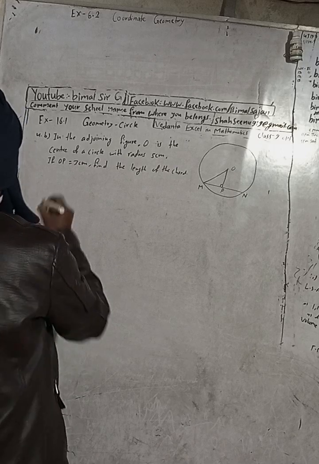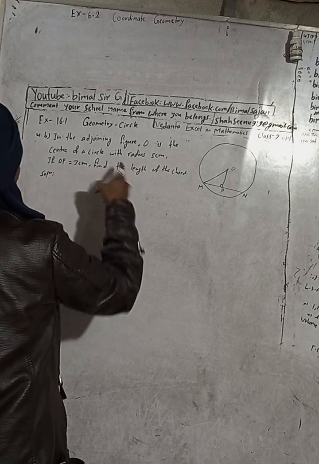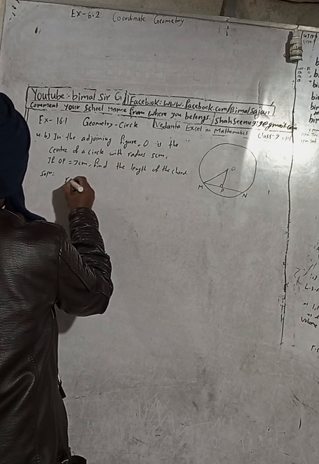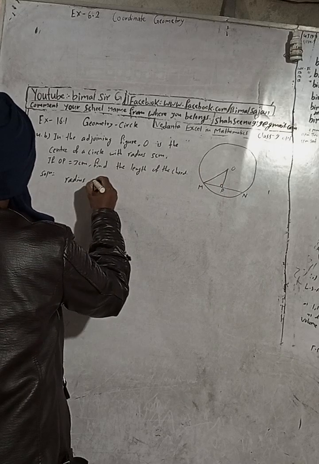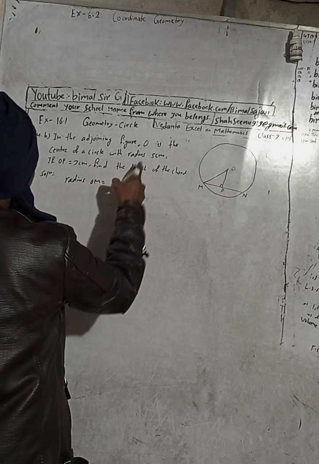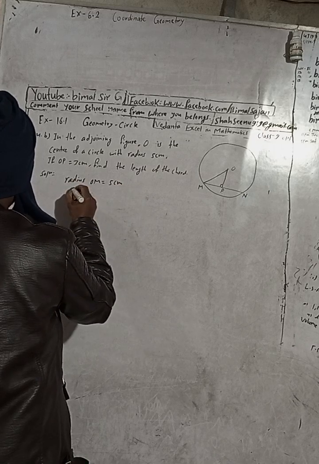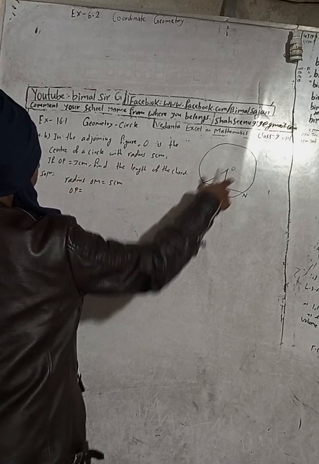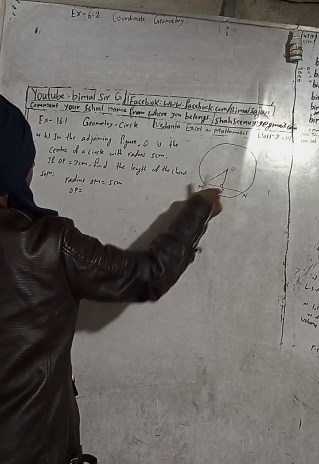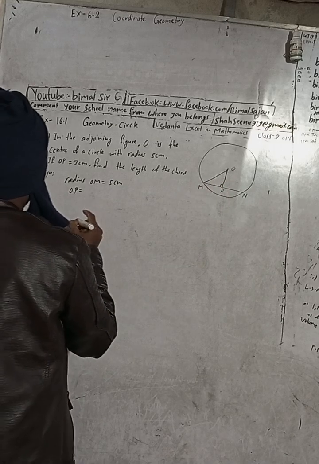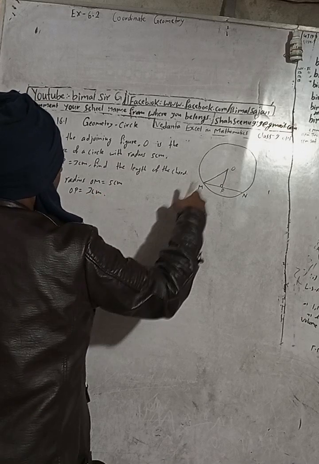So here, solution. Here, radius is given. So write here radius. And radius is OM here. So radius OM is equal to 5 cm. After that, OP is given here. This OP means perpendicular distance of the chord from this center. So OP is given here 3 cm. Now OM is known, OP is known.